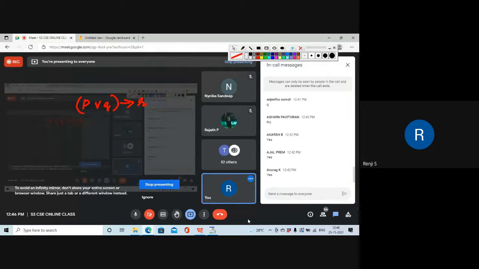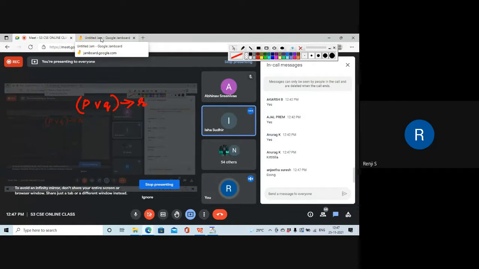Anurag, what is the answer? Did you solve this? Anjita, what is the answer? What is the answer to this P or Q implies R? Isha, what is the answer?